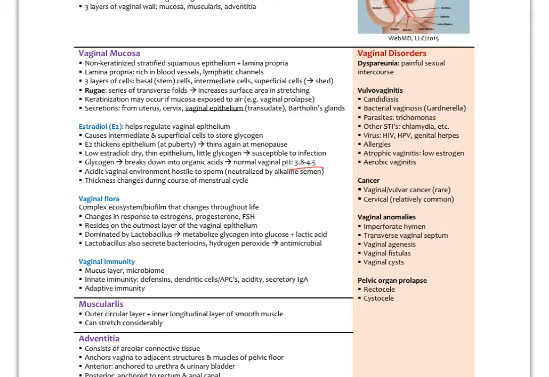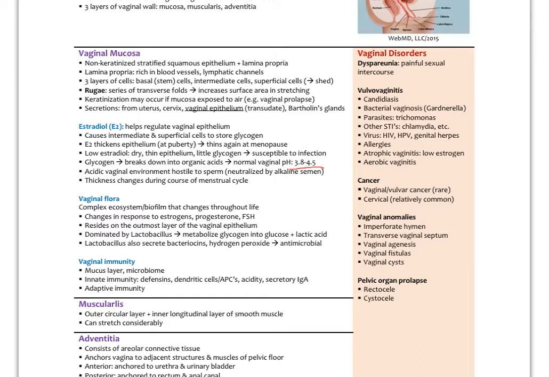The acidic vaginal environment is also hostile to sperm, so the alkaline nature of the semen actually helps to neutralize that for the passage of sperm. And the thickness is going to, obviously, with the change in estradiol through the menstrual cycle, the vaginal epithelium will change in thickness as well.